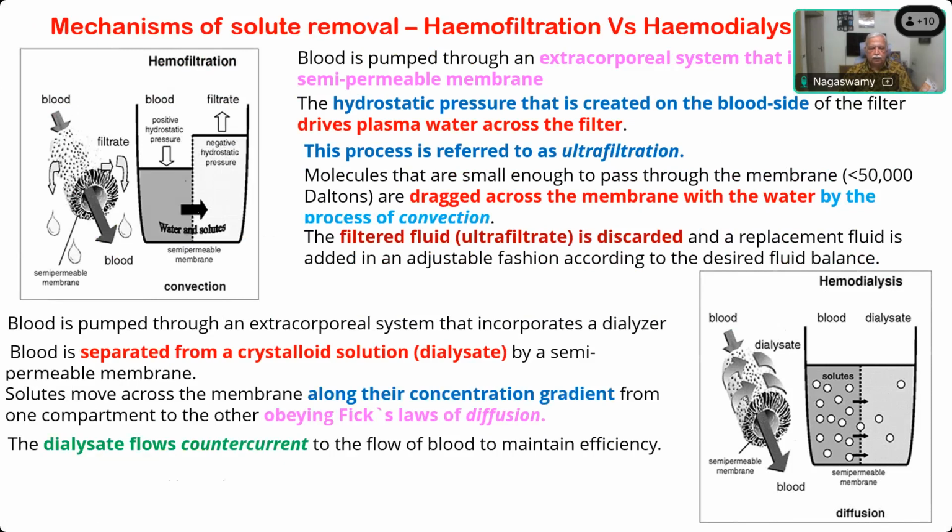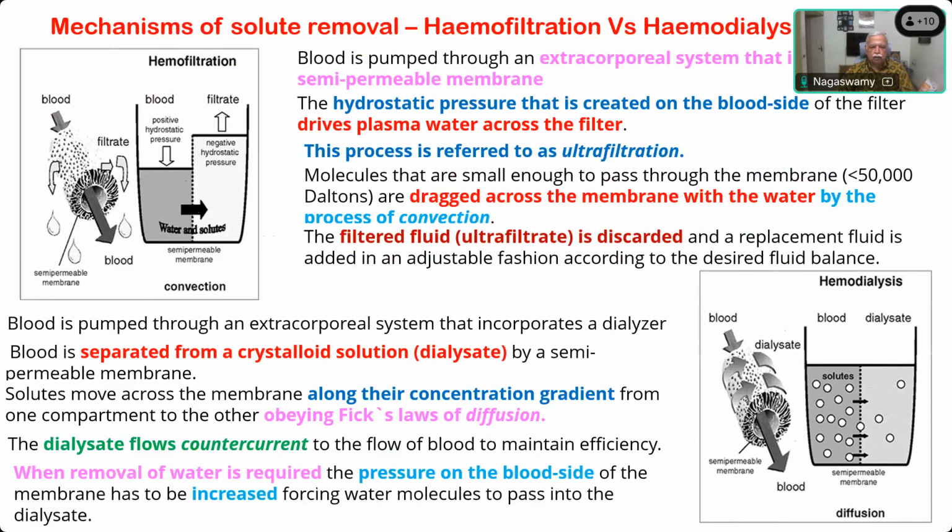So to maintain the efficiency, when removal of water is required, the pressure on the blood side of the membrane has to be increased, forcing water and molecules to pass into the dialysate. And if you combine both these techniques, the hemofiltration or ultrafiltration with hemodialysis, then it becomes hemodiafiltration. It combines the mechanisms of both. So these are the two basic initial mechanisms which were incorporated in hemodialysis.